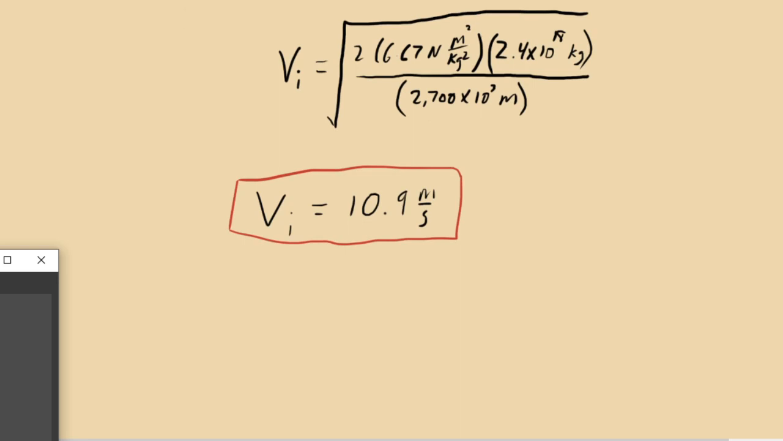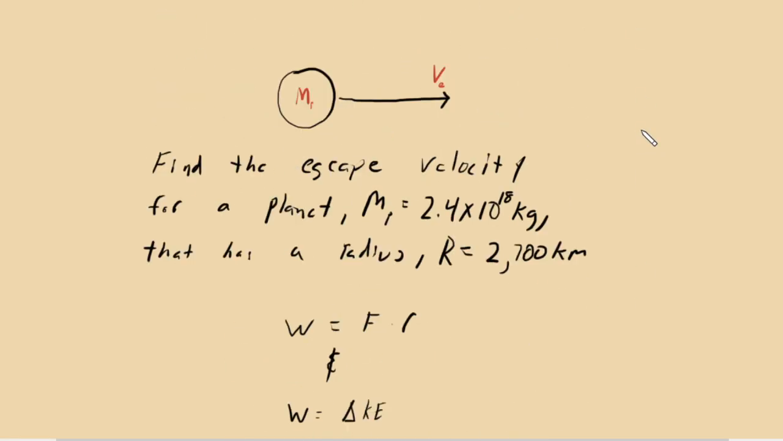Let me double check. So I just looked it up. The escape velocity for Earth in these idealized conditions is 11,200 meters per second. So it's significantly larger. But as I said, the mass of the planet Earth is 5.972 times 10 to the 24 kilograms. So it's a factor of 6 greater. Plus the radius of the Earth is a little larger, so that will also affect it.